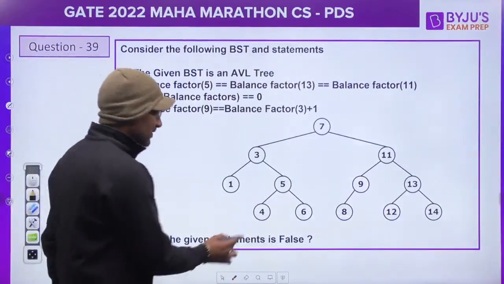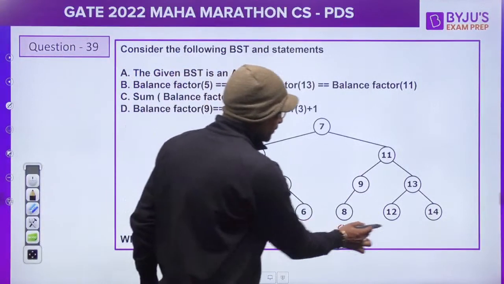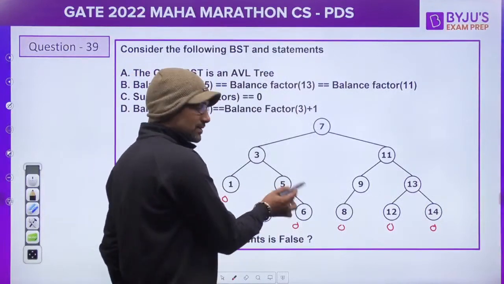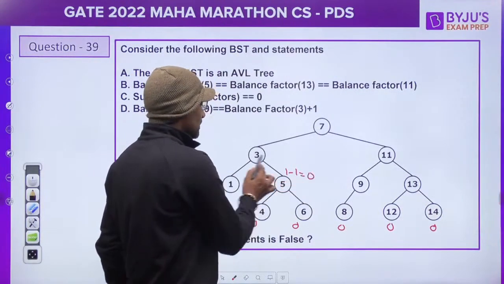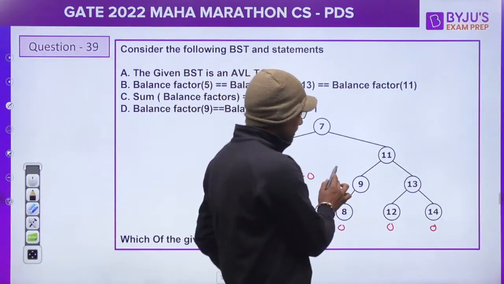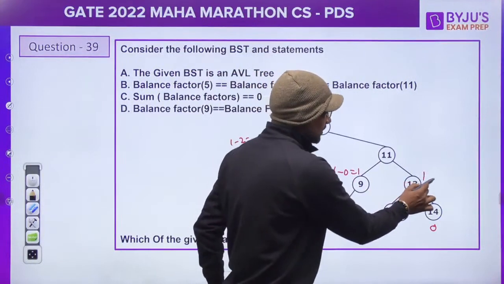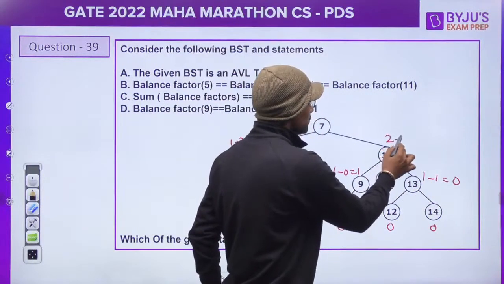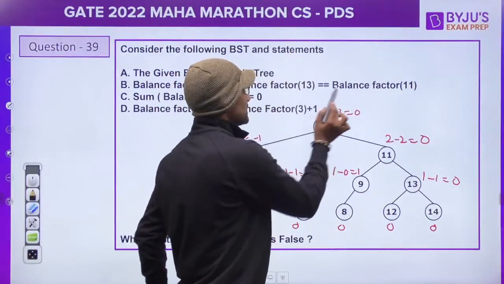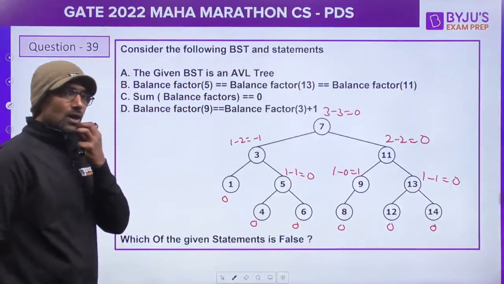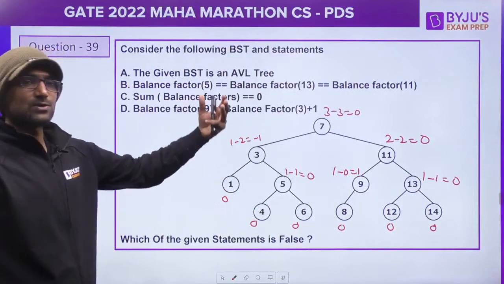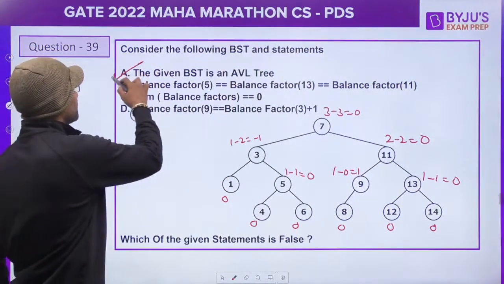So calculate the balance factors. Leaf node balance factors would always be 0. For 5, the balance factor is 1 minus 1, which is 0. For 3, it is 1 minus 2, which is minus 1. For 9, 1 minus 0. Yes, all the balance factors are within the range of 0, minus 1, plus 1. Hence, it is an AVL tree.